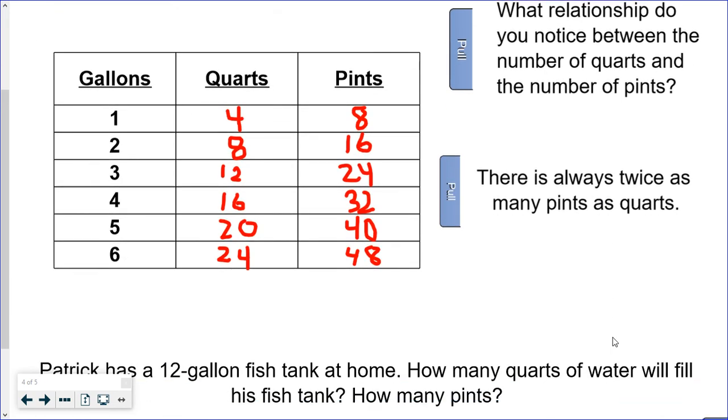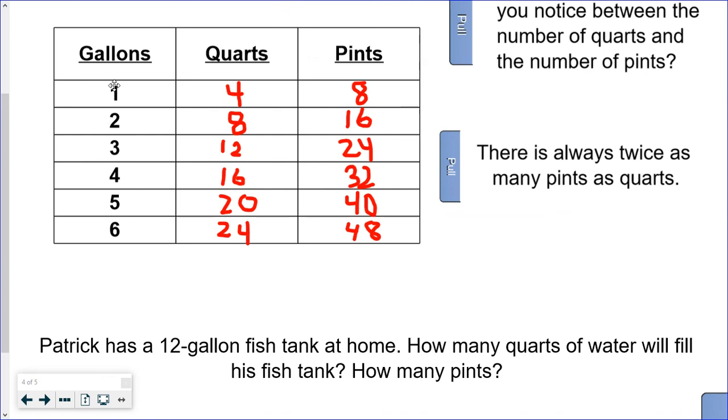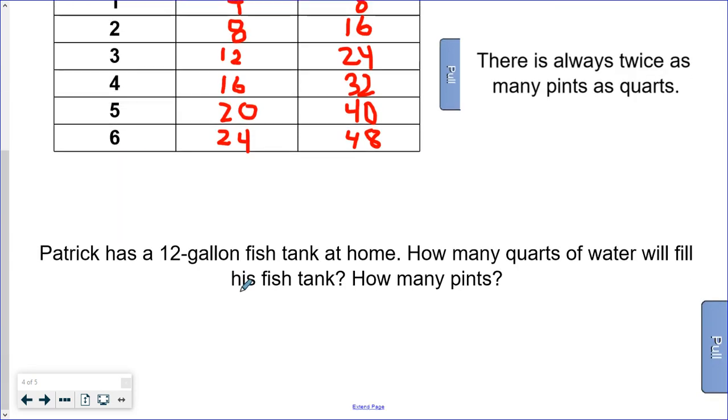All right, so then there's an additional add-on question here. Let's say Patrick has a 12-gallon tank at home. How many quarts of water will fill the fish tank? Well, if I take a look, if 6 gallons is 24, then I guess all I have to do is just double this. So another 6 would be another 24. That means then that's going to be 48.